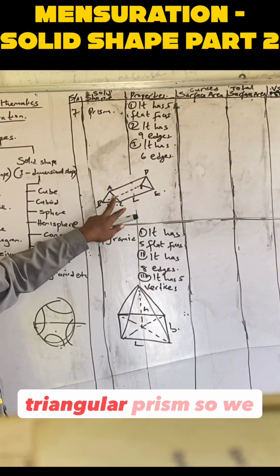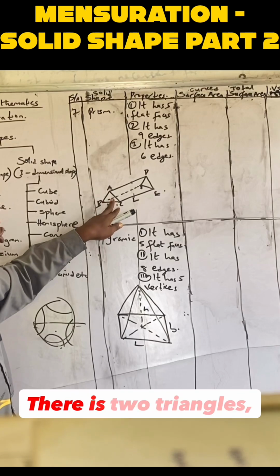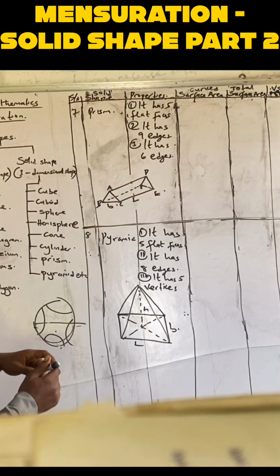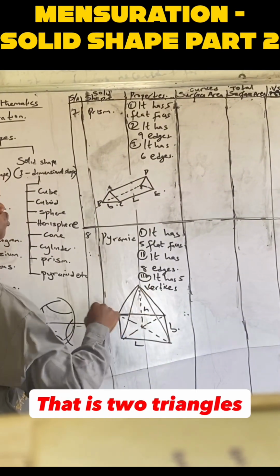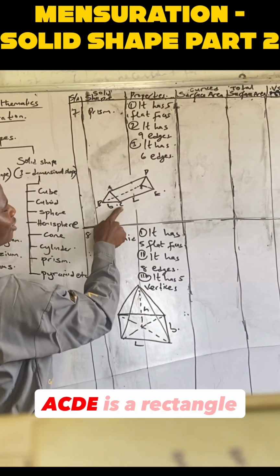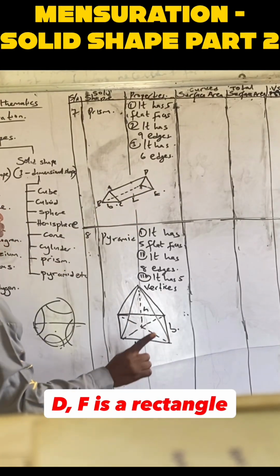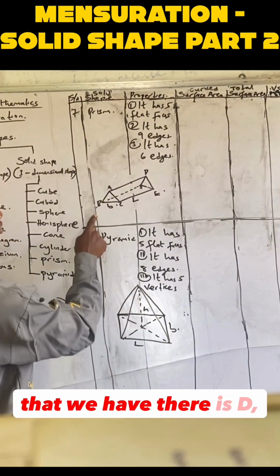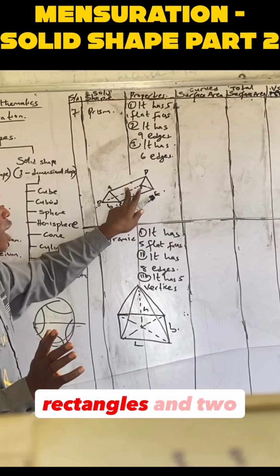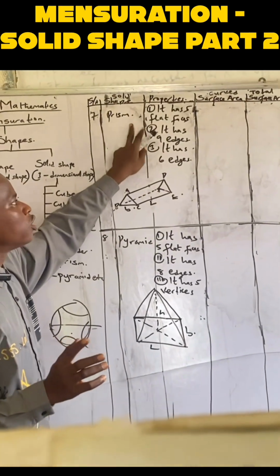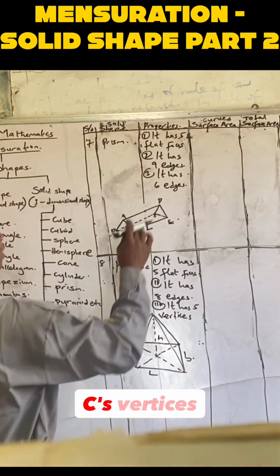So you can see now this one is a triangular prism. We have a trapezium prism too as well, but this one is a triangle. There are 2 triangles: ABC is a triangle, DFE is a triangle. So let's go to the rectangles now. ACDE is a rectangle. ABDF is a rectangle. And lastly, BCFE is a rectangle. So we have 3 rectangles and 2 triangles here under prism. That means 5 flat faces, 9 edges and 6 vertices.